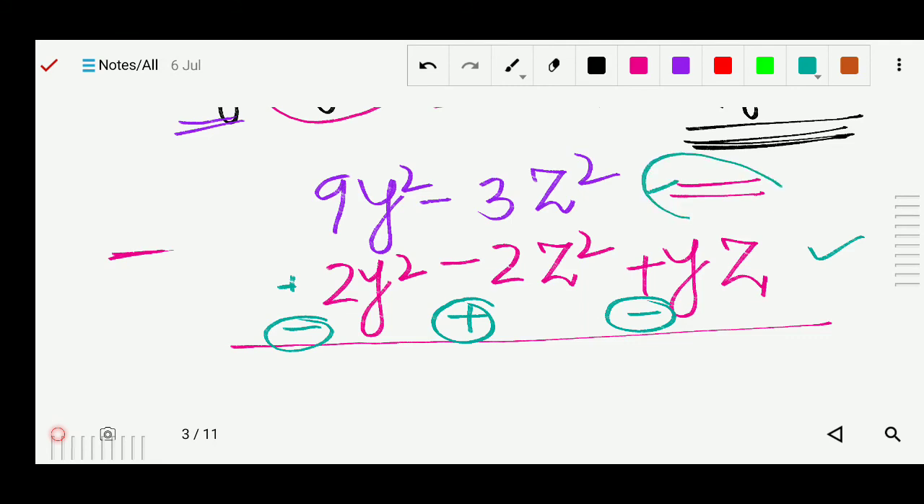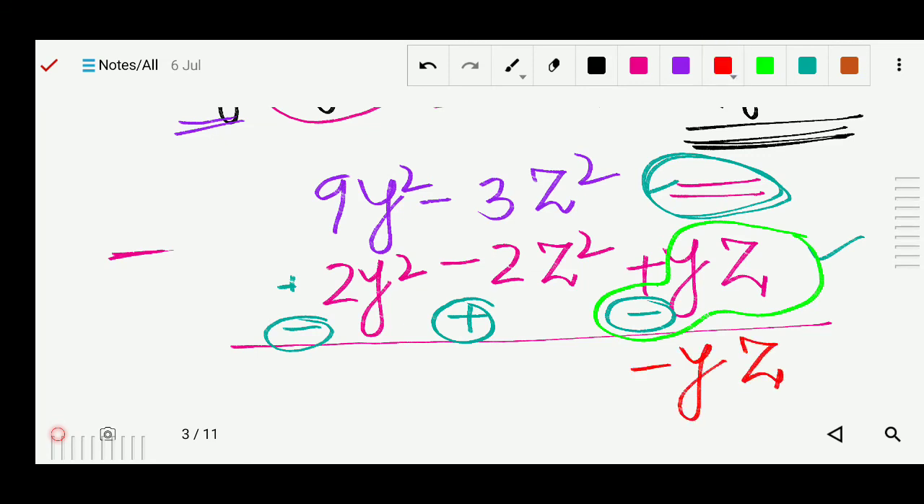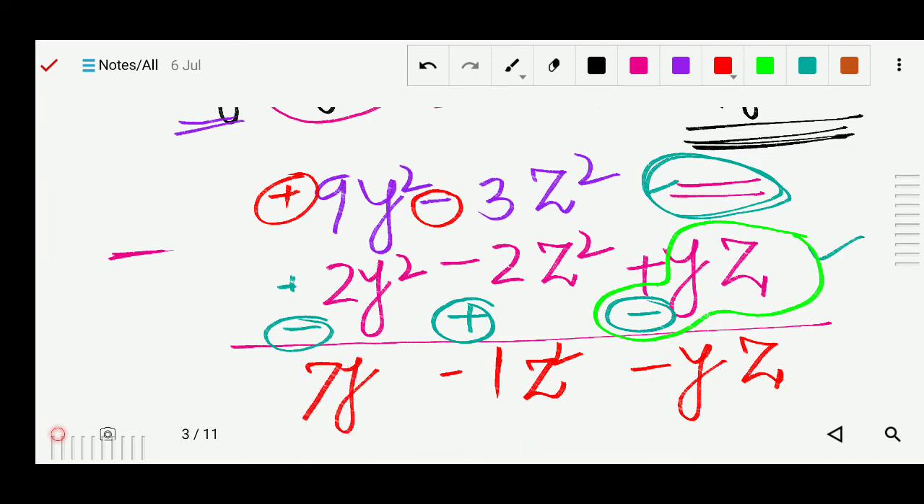Here there is no term, so I simply write the same. I will copy it: minus yz, the same I will write here, minus yz. Now here minus and plus become minus, so 3 minus 2 is 1, so 1z square, and the minus sign will be there, because 3 is the greatest number. Now here is the plus, so plus minus minus, so 7 minus 9, minus 2, 7y square, and which sign will be there? Plus sign, because there is a plus sign. So your answer is 7y square minus 1z square minus yz. Okay, so this is your answer. Got it? Okay.